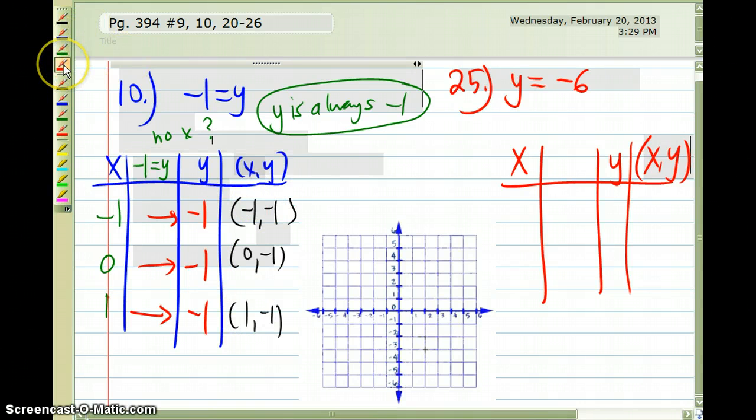So then when you go to graph it, you're going to have negative 1, negative 1 right here. 0, negative 1 is going to be right there, and 1, negative 1 will be right there. And what you should start to see, if I keep doing a bunch of dots, is that it's just going to be a straight horizontal line.